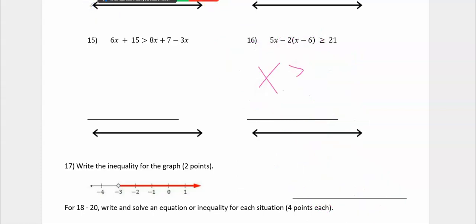Now let's graph it. This would be a closed circle. You've got the or equal to, so 3 is a solution. And you want numbers greater than 3, so shade to the right.